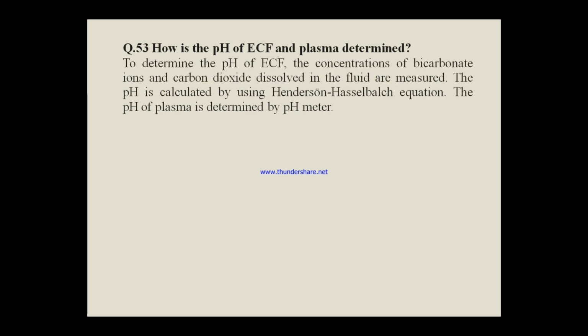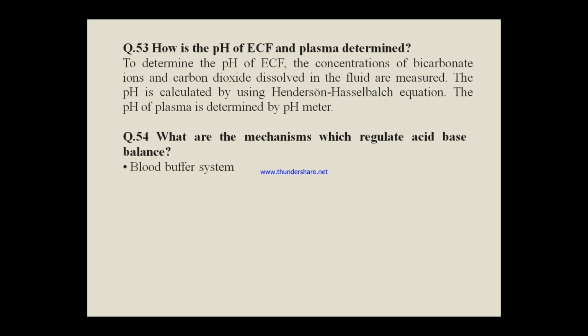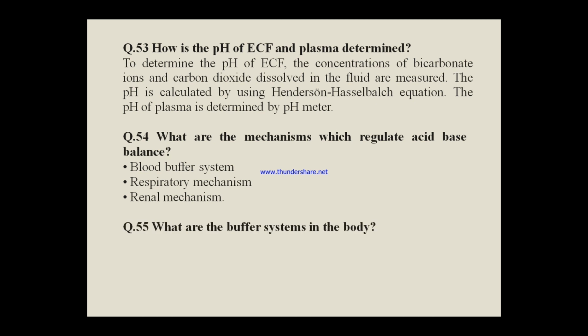To determine the pH of extracellular fluid, the concentrations of bicarbonate ions and carbon dioxide dissolved in the fluid are measured, and pH is calculated by using Henderson-Hasselbalch equation. The pH of plasma is determined by pH meter. What are the mechanisms which regulate acid-base balance? One is blood buffer system. Second, respiratory mechanism. Third, renal mechanism.